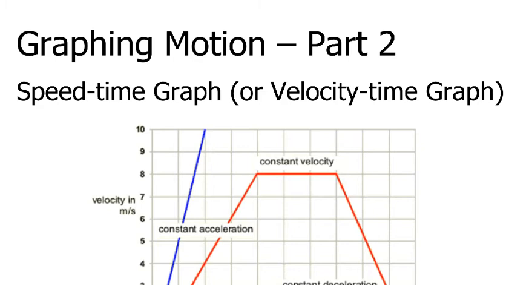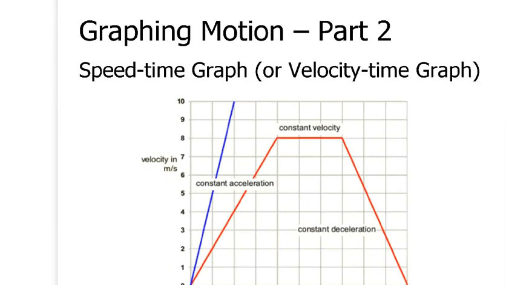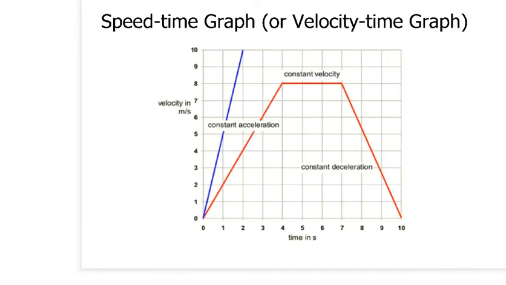Now, the only difference between a speed time graph and a velocity time graph would be that a velocity time graph can go negative. It can go into the negatives down here, whereas a speed time graph cannot have negatives because speed cannot be negative. Velocity can be pluses or minuses, but speed can only be pluses. Right? Anyways, this particular graph is done as a velocity time graph.